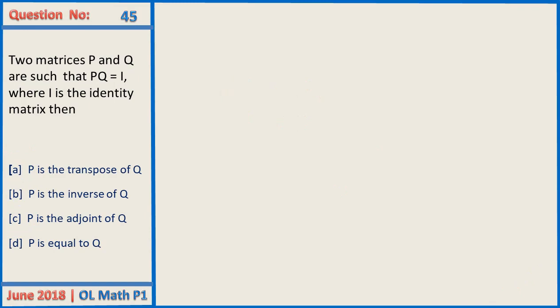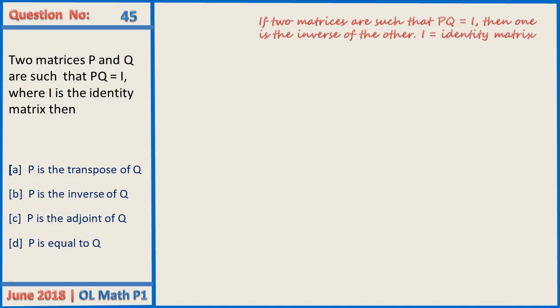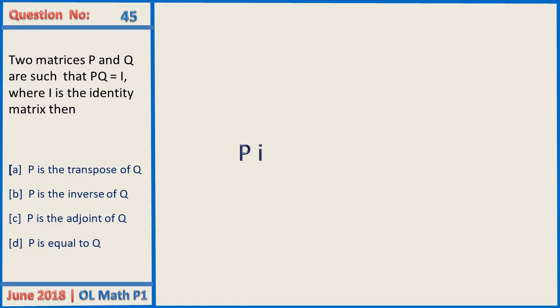Question 45. Two matrices P and Q are such that PQ equals I. Note that I is the identity matrix. So if two matrices are such that PQ equals I, then one is the inverse of the other, where I is the identity matrix. So P is the inverse of Q. The key is B.